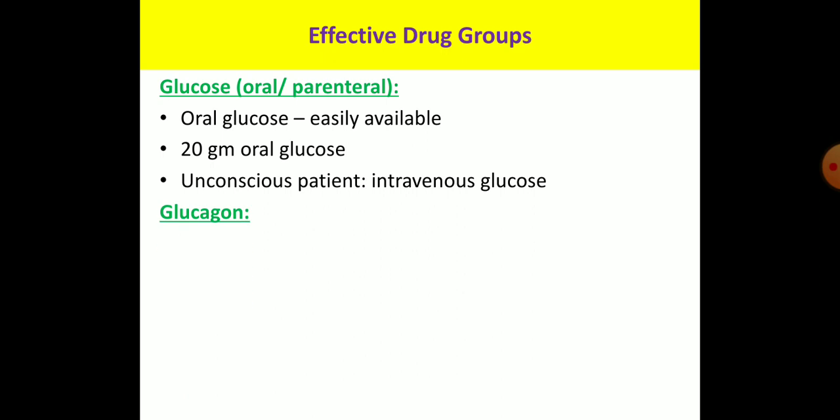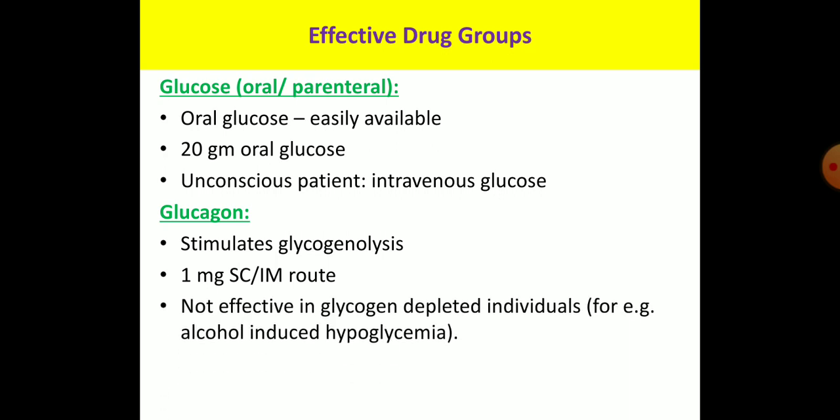Another is glucagon. Now, glucagon stimulates glycogenolysis and it will make the glucose available. Okay. But it is given either by the subcutaneous or the intramuscular route. But it is not effective in glycogen depleted individuals. And who are the glycogen depleted individuals? The person who is alcoholic, with significant alcoholism induced hypoglycemia. In that case, glucagon is not effective. But as you look at the availability, ease, everything, the glucose or the carbohydrate is the treatment of choice.